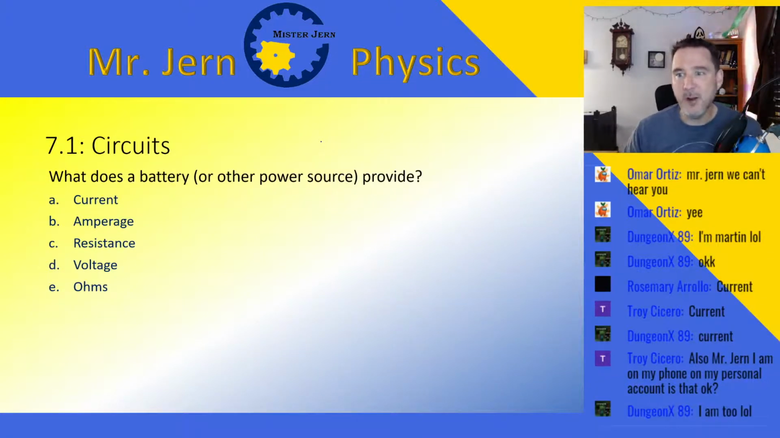What does a battery or other power source provide? Current, amperage, resistance, voltage, or ohms?